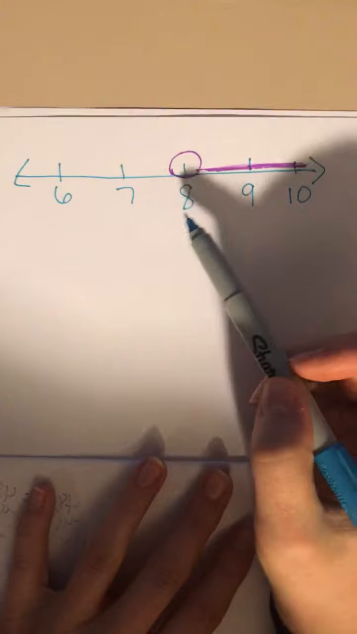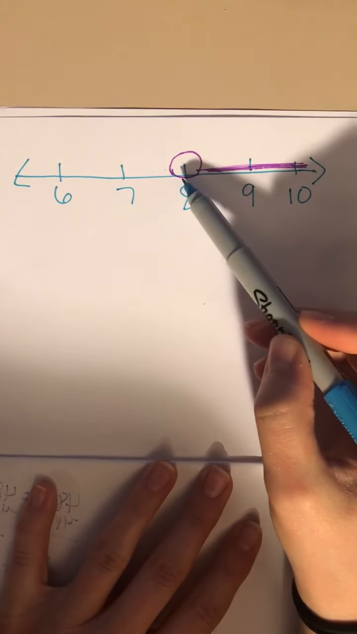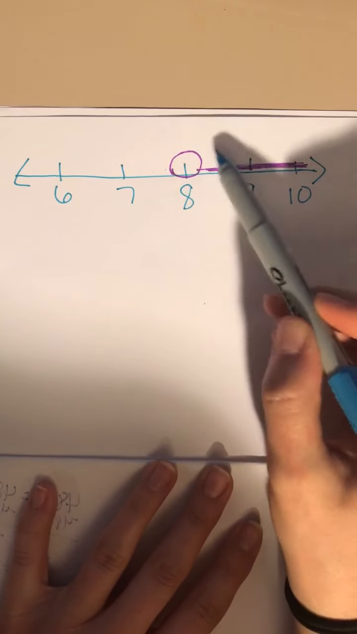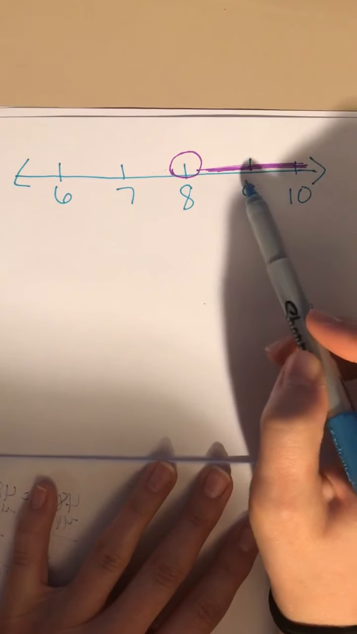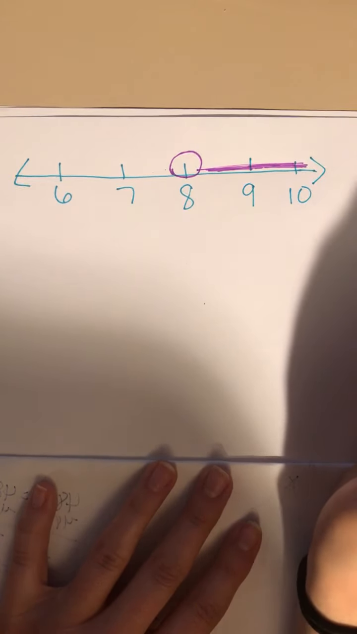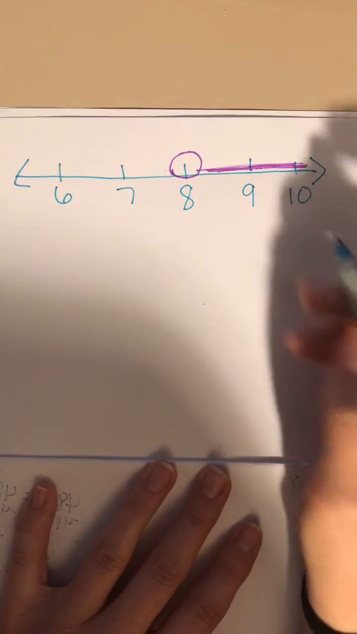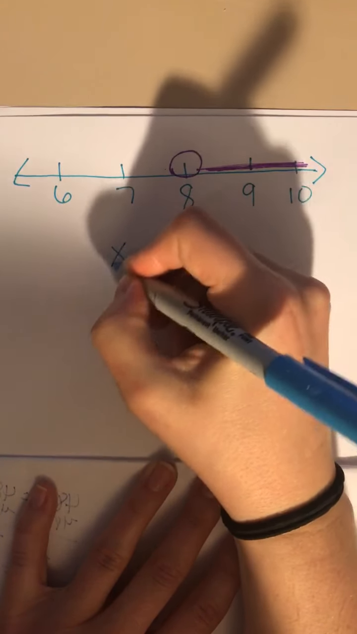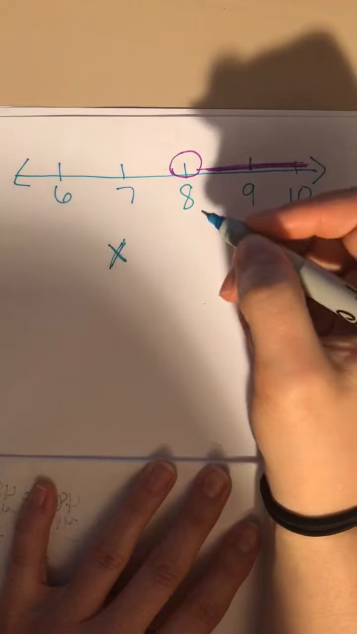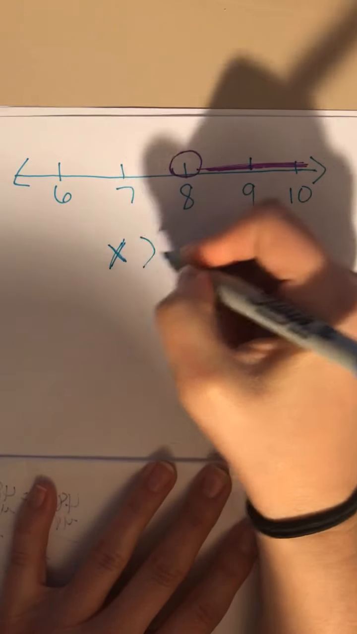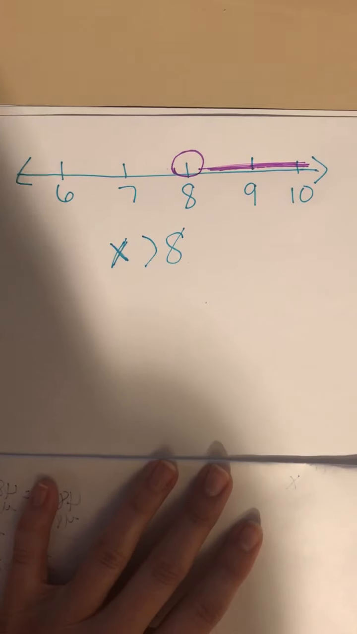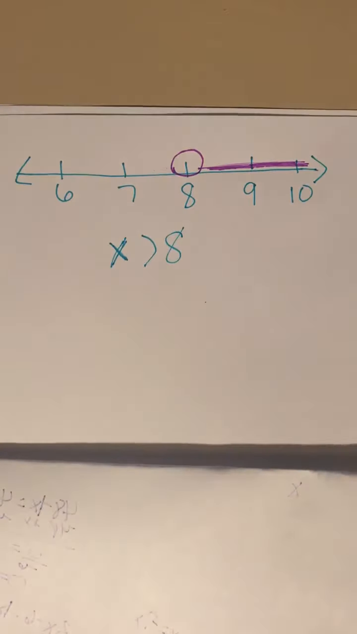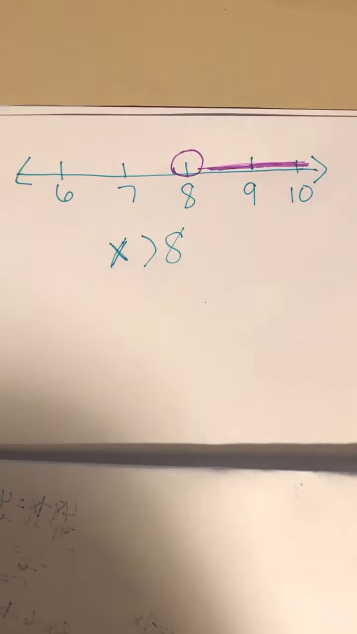So let's look at this one right here. If you see, the number that we're talking about is 8 because there's a circle around the 8 and the line is shaded in towards the 10 and the numbers that are greater than 8. So we know that this is representing x, or any number that is greater than 8. Okay, so this could be 9, 10, 11, 12, numbers that aren't even on the number line. Any number that's greater than 8.